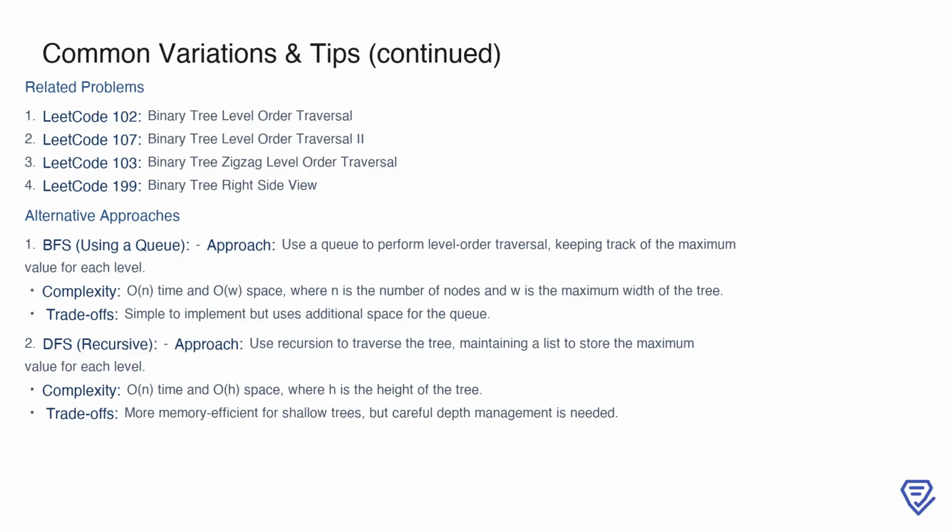On the other hand, the DFS approach uses recursion to traverse the tree. Here, you maintain a list to store the maximum value for each level. It also has a time complexity of O(n), but its space complexity is O(h), where h is the height of the tree. DFS can be more memory efficient for shallow trees, but it requires careful management of depth to avoid errors.